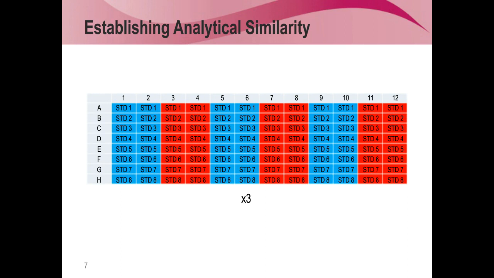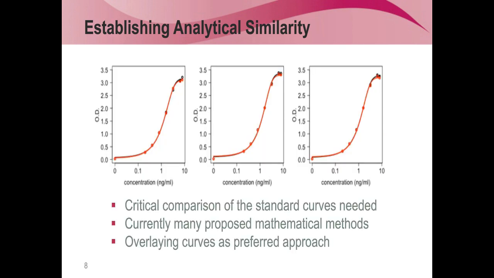And then we have 3 data sets from the innovator and 3 data sets from the biosimilar, and then we do that again 3 times, 3 plates. So we have 9 data sets each, and we basically average those and compare those. And how does this look? Here is such an experiment. There we have 3 curves which correspond to the 3 plates.